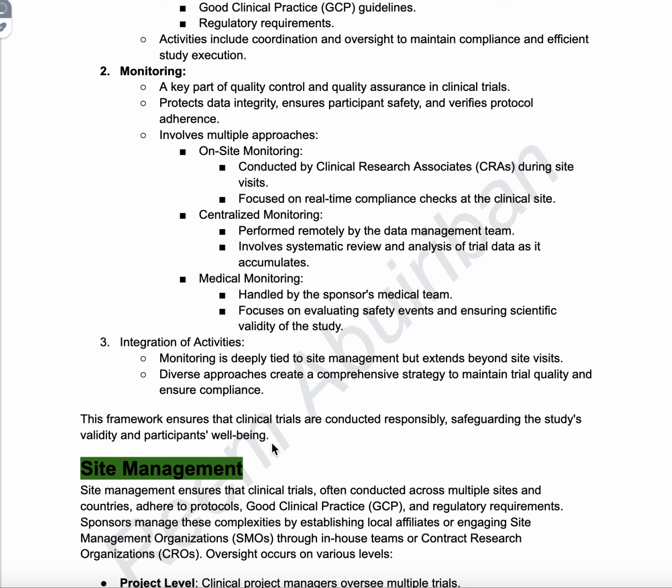Integration of activities. Monitoring is deeply tied to site management. It's like a coordination between monitoring and site management. We have to have a connection between both, but it extends beyond site visits. Diverse approaches create a comprehensive strategy to maintain trial quality and ensure compliance. This framework ensures that clinical trials are conducted responsibly, safeguarding the study's validity and participants' well-being.